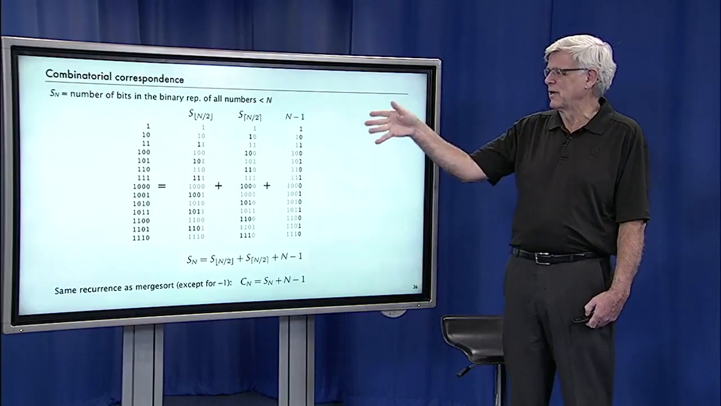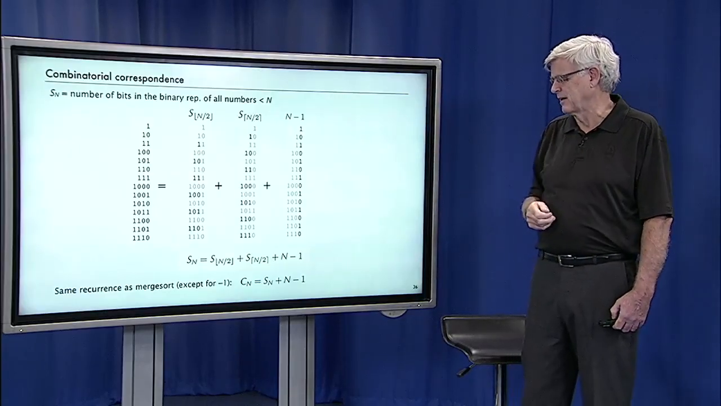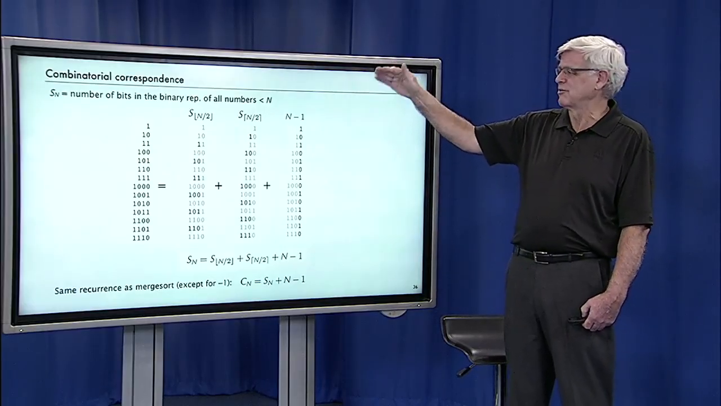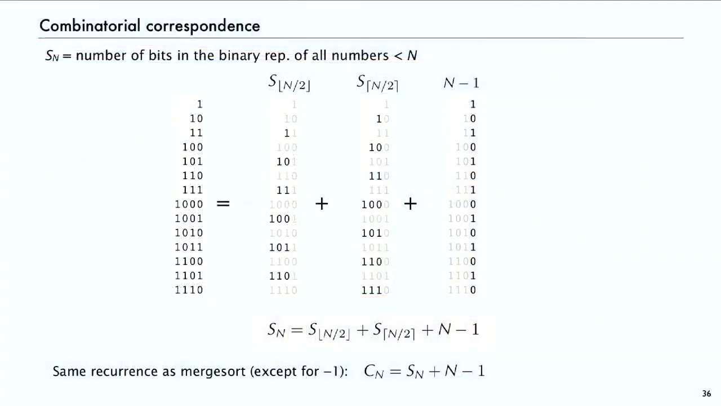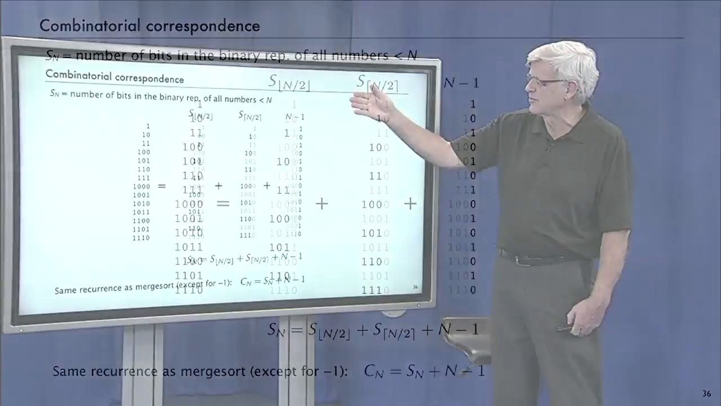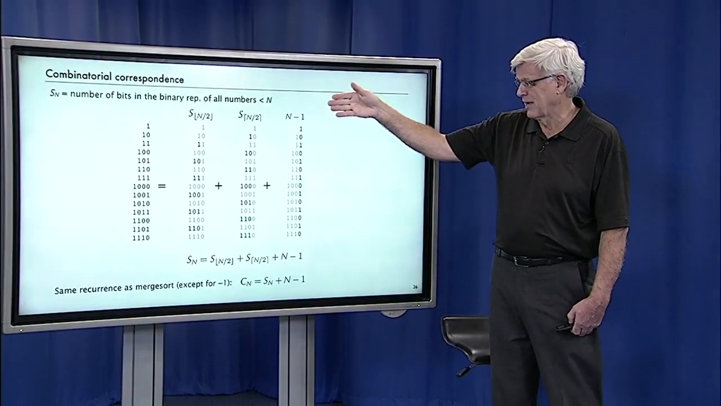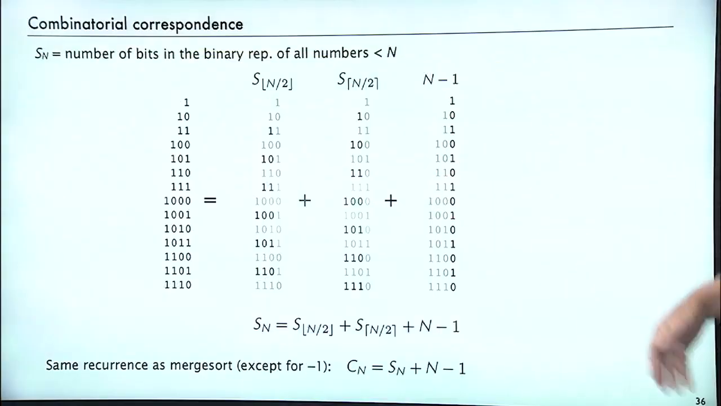Here's a combinatorial way to prove the same thing. If s sub n is the number of bits in the binary representation of all the numbers less than n, then just over on the left is all the numbers less than 15. And what we do is carve off the rightmost bit. If you carve off the rightmost bit, then taking every other number, you get s of floor of n over 2. So it's just counting 1, 2, 3 up to floor of n over 2.